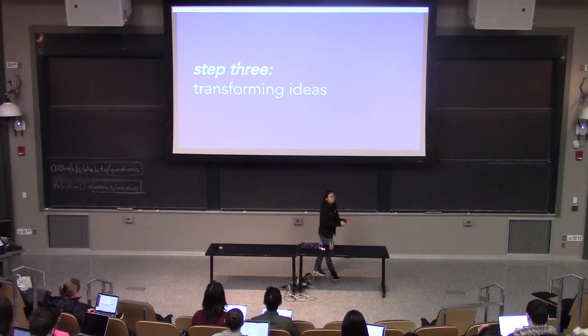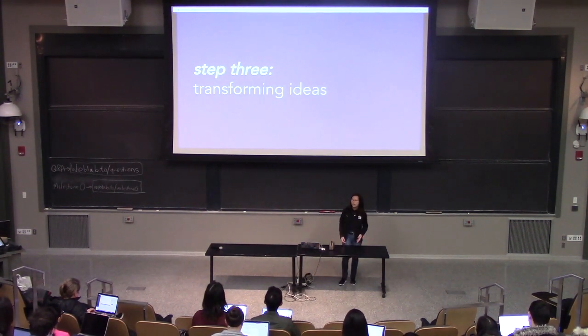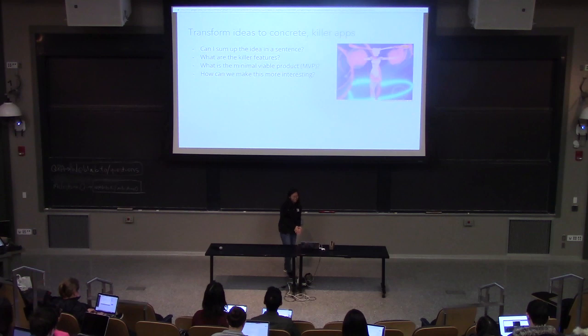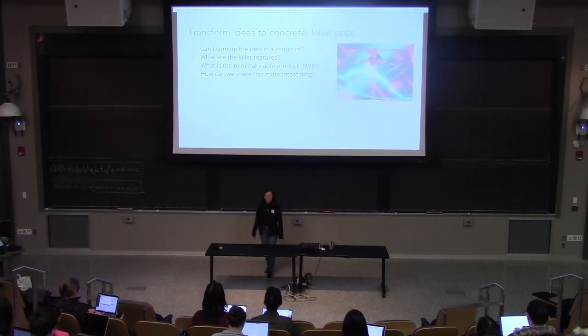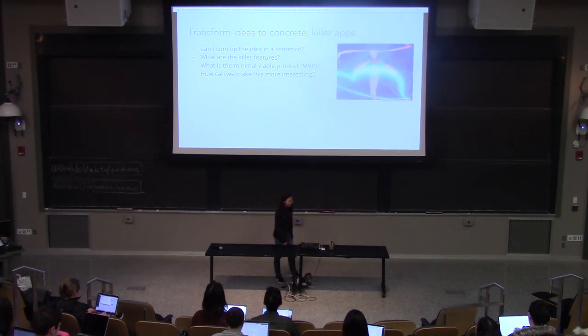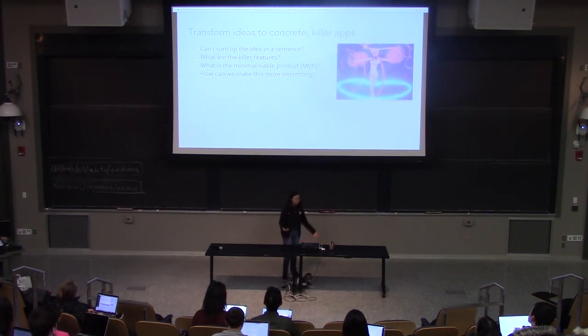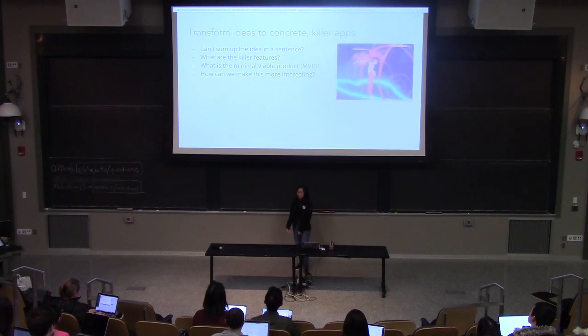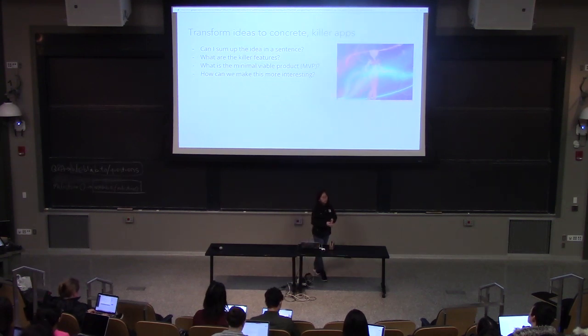So step 3 is perhaps diverging from those ideas you had and transforming them into concrete solutions. So, how do you transform an idea into a concrete killer app? For example, some of those ideas were kind of loose and vague, and you don't really know how they become an app. So, questions you can ask yourself to make those ideas into concrete ideas are: can I sum up this idea in a single sentence? Does that sentence make sense? What are the killer features? What is the minimal viable product?